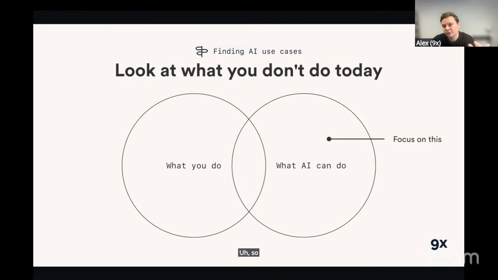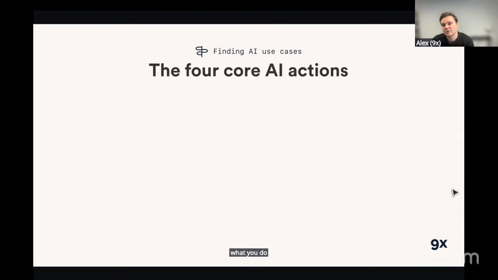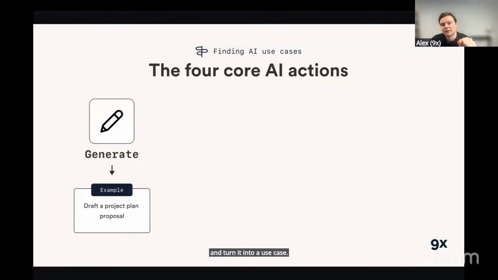So there's a very powerful framework there to think about, think outside the box, and the box is what you do. Last one. This one is more practical and should give you also ammunition to formalize what AI can do and turn it into a use case. The four core actions that are enabled with generative AI.